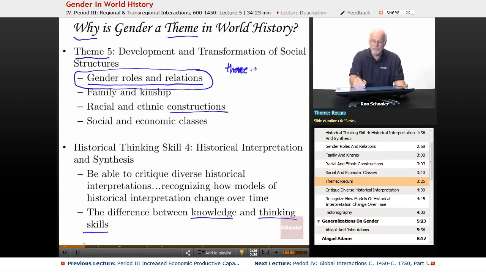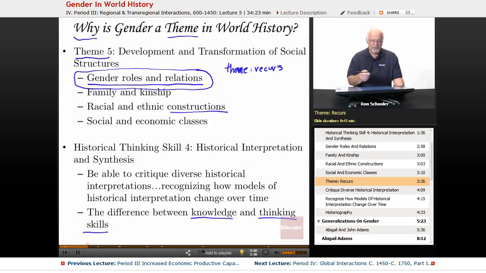And what is a theme? It's something that recurs. It happens over and over again as we go through our history. And you'll notice most of your textbooks will say there'll be something about gender in almost every unit. And that's because it is a theme.